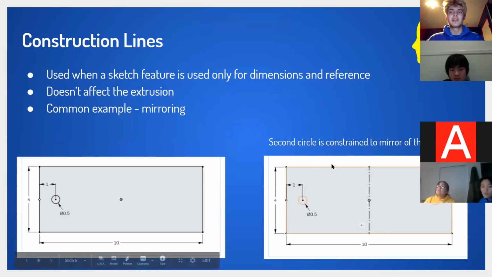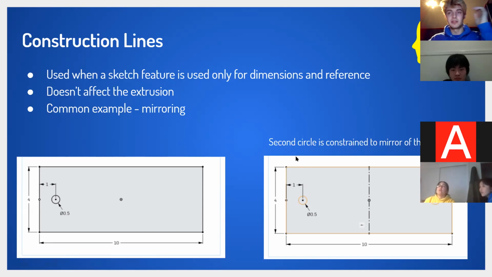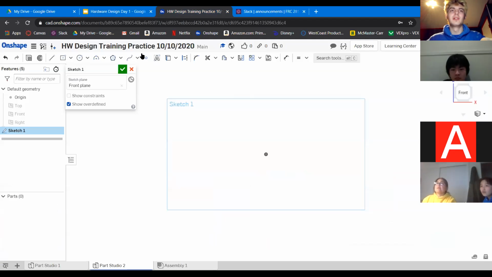You can mirror about it. You can use it as like a circle reference if you have like a bolt circle or something, which I'll show you later. But it's just important to know it doesn't affect the extrusion. If your sketch is made completely of construction lines, it won't extrude, it won't work. So I'll show you an example of something you can do with a construction line.